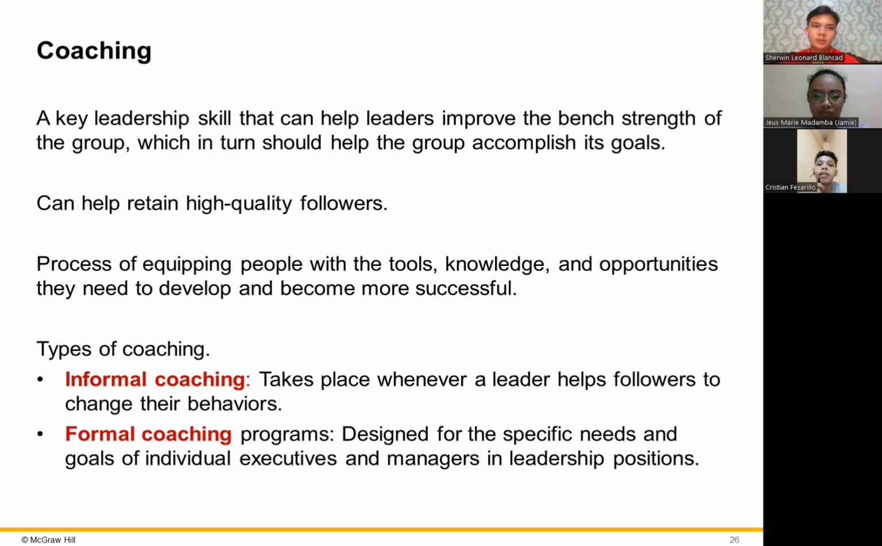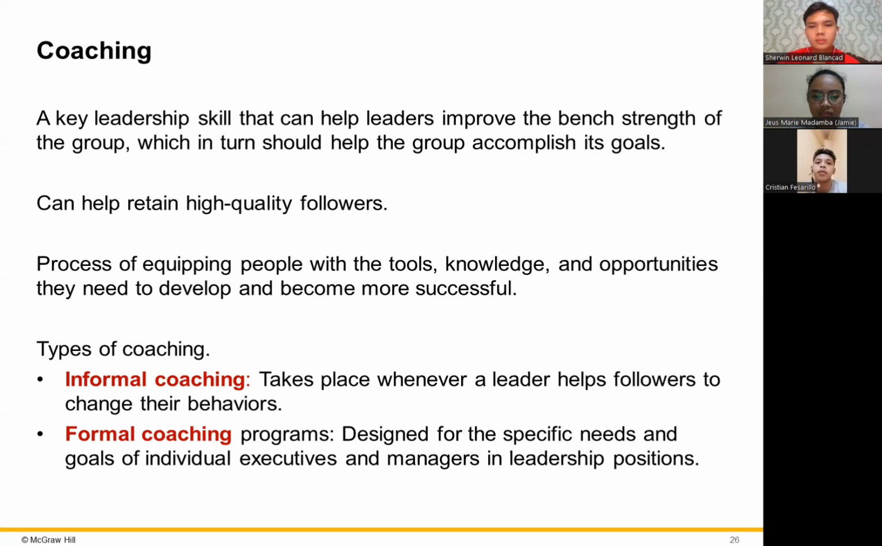Coaching is an ability of a leader that supports the group to succeed, to focus on enhancement, to help the team to improve their skills and to accomplish the full potential of individuals. Leadership that establishes good development can help retain high-quality followers. Coaching is the process of equipping people with the tools, knowledge, and opportunities they need to develop to become more successful.